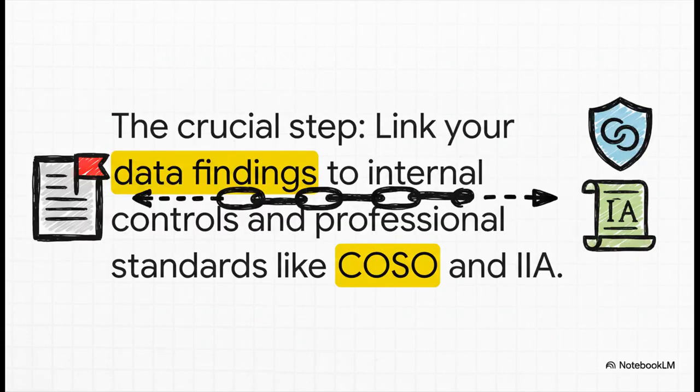But listen, this is really, really important. Finding a weird number in the data is one thing. The crucial part is connecting your findings back to the big ideas. Internal controls, COSO, IIA standards. You have to explain why it matters from an audit perspective. That's what separates simple data crunching from professional internal auditing.